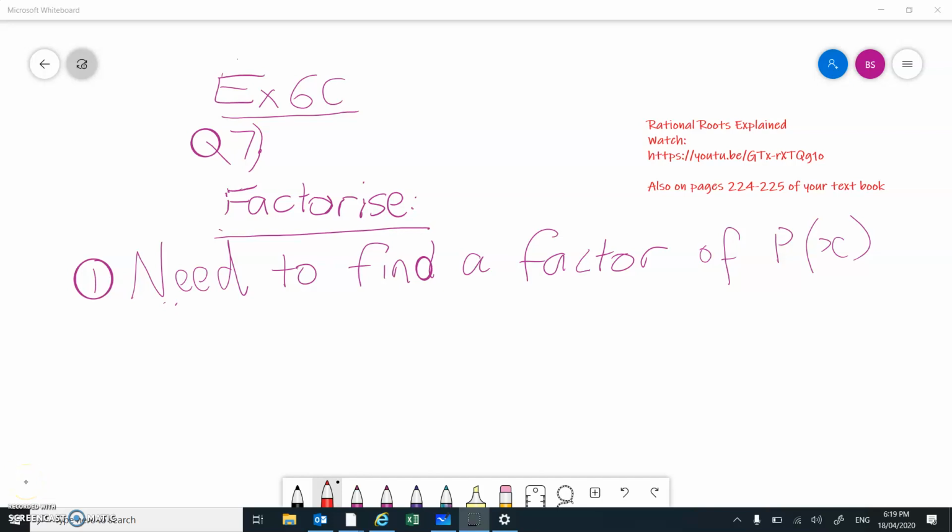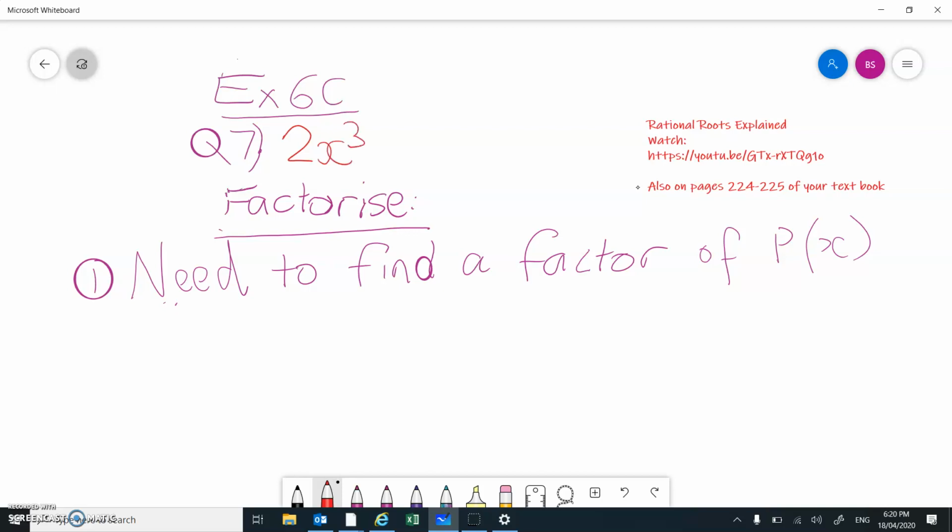Okay, so this question is question 7 from exercise 6C, and it is actually in regards to the rational root theorem. If you want to watch a video on the rational root theorem, there is a really good video here with an example. It is also on page 224 to 225 of your textbook.